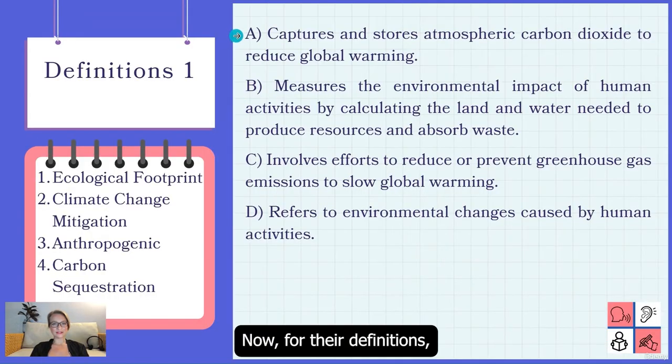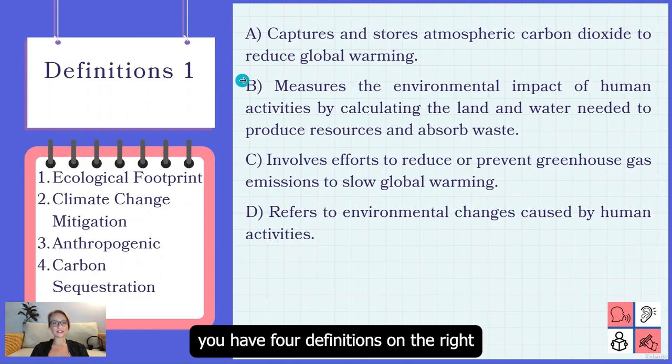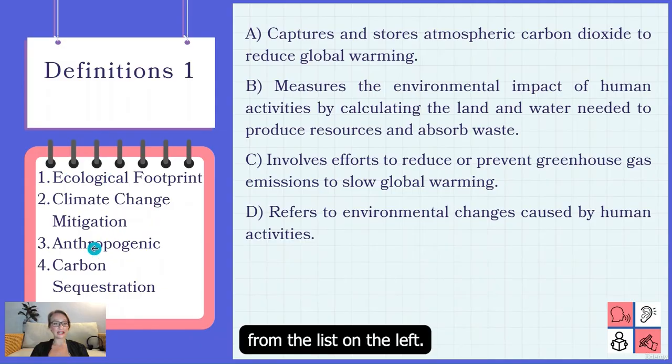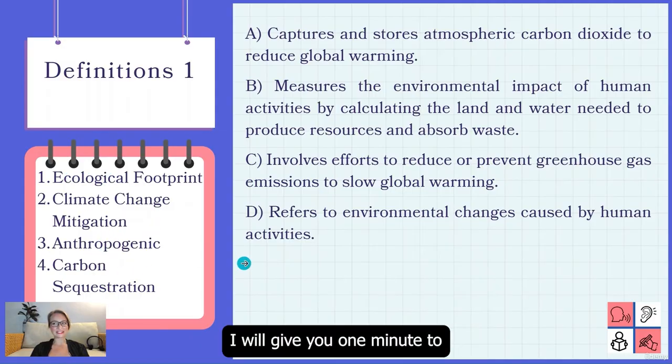Okay, now for their definitions. You have 4 definitions on the right, A, B, C, and D. Try to match them with their correct corresponding word from the list on the left. I will give you 1 minute to complete the exercise.